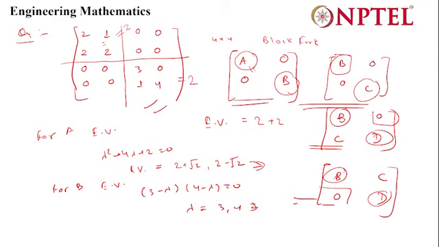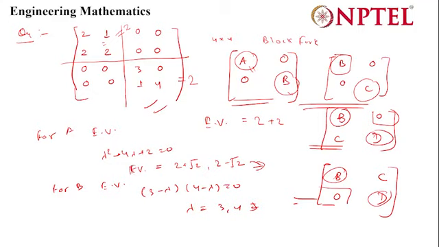Ma'am, where did you get the value of 2 plus root 2 or like that? 2 minus root 2? Yes. Actually, what are you asking? Actually, the eigenvalues 2 plus root 2 and 2 minus root 2, where did you get them? How did I get that?